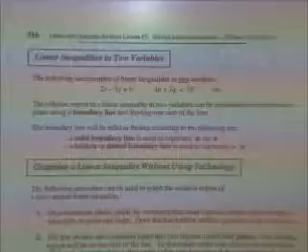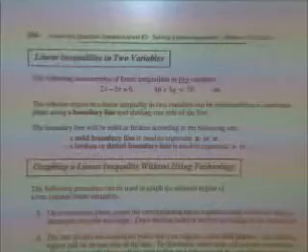I think that's a review from grade 9. We did inequalities in grade 9. So now if we look at linear inequalities in two variables: 2x minus 3y is greater than or equal to 6, 4p plus 3q is less than 10.